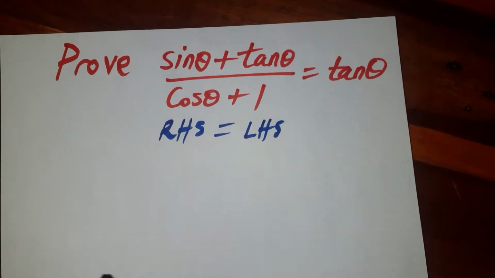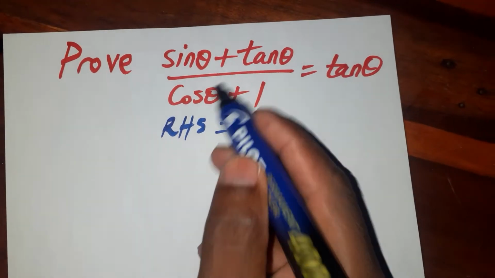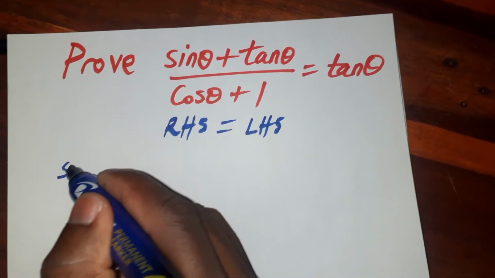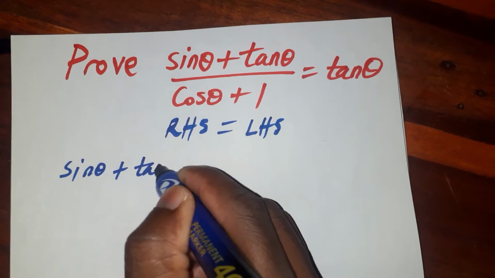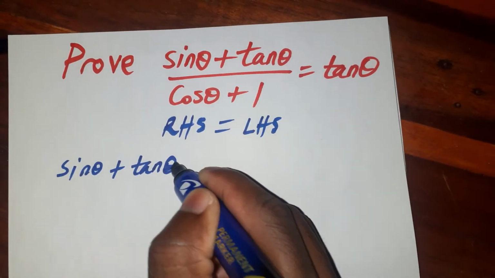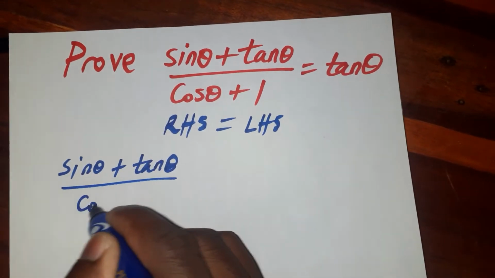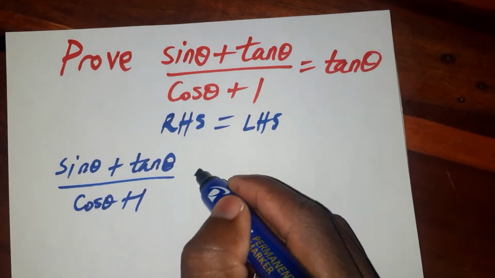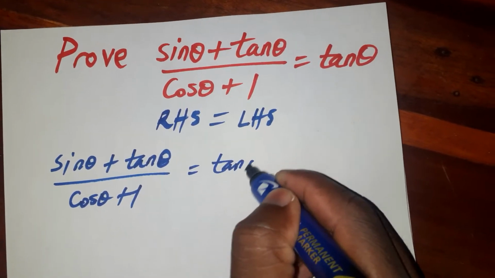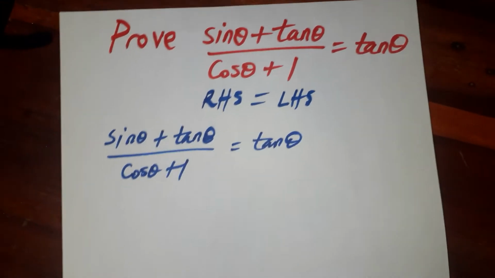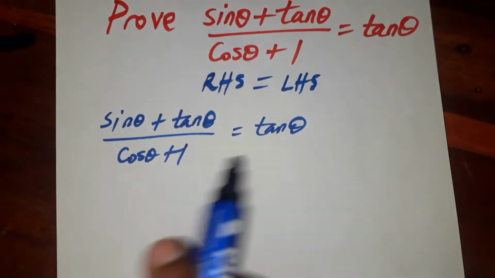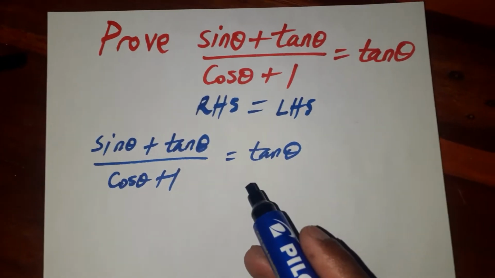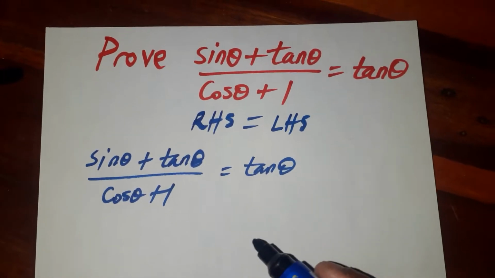Now, in order for us to do that, we rewrite that expression. We have (sine theta plus tan theta) over (cosine theta plus 1) equals tangent theta. Now we need to show that what we have on this side is equal to what we have on the left hand side.